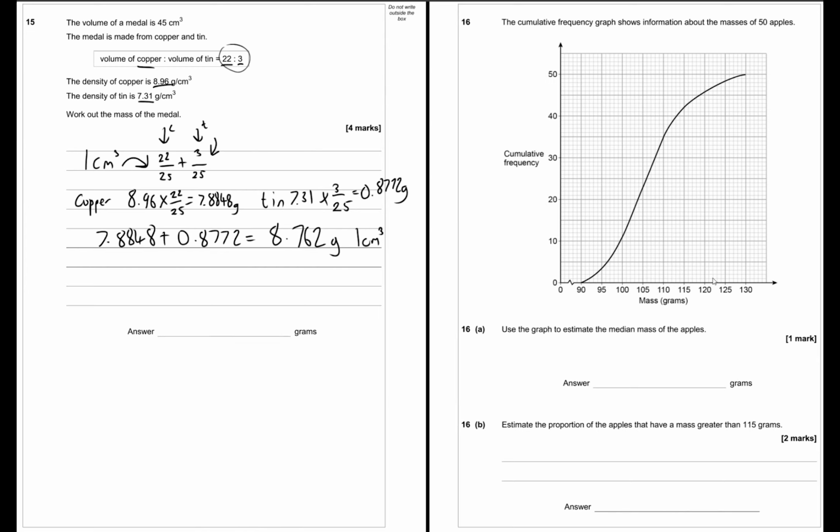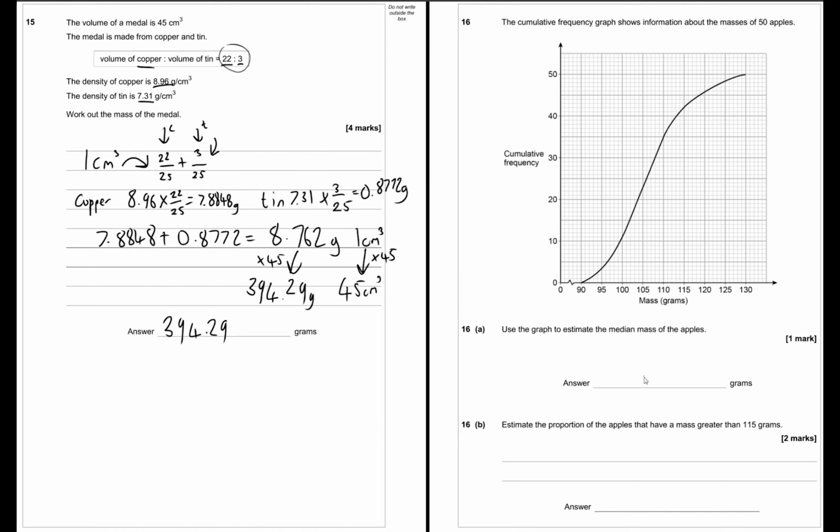So now the metal isn't 1 centimeter cubed, the metal is 45 centimeters cubed. So you need to multiply it by 45. So take this and times by 45. And we should get 394.29 grams. So put that in the correct box and you are done.